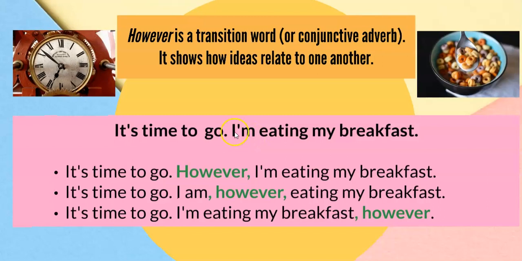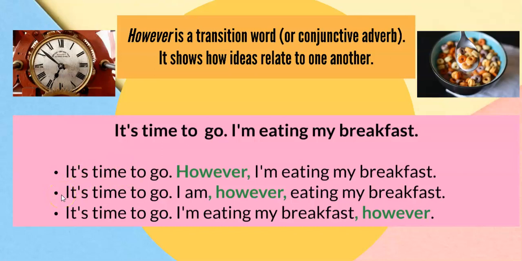Now let's add the word however. It's time to go. However, I'm eating my breakfast. The word however now shows how eating my breakfast relates to the idea of time in the first sentence. Where you place the word however can affect the meaning of a sentence.